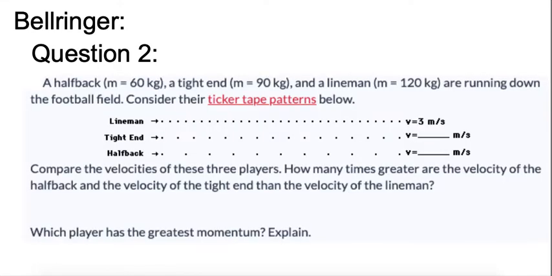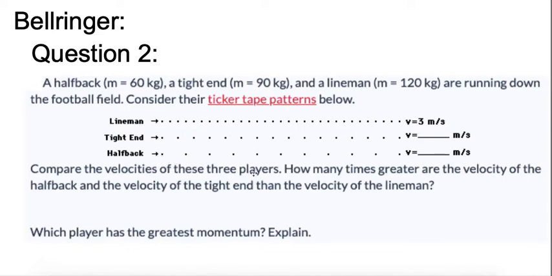So the bell ringer question for the lesson. We have ticker tape patterns, or dot or particle diagrams, of three different football players. We have a halfback who's 60 kilograms, a tight end who is 90 kilograms, and a lineman who is 120 kilograms, running down a football field. To consider these patterns, let's try to find our velocities, or compare our velocities, and then compare our momentums.